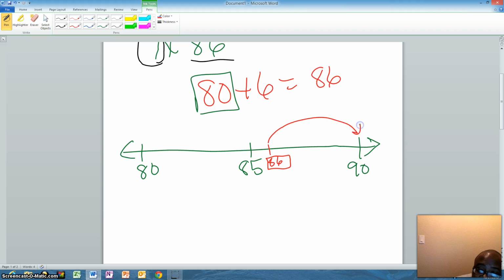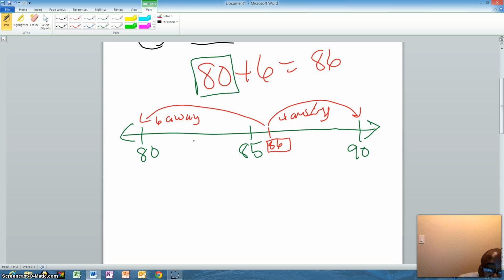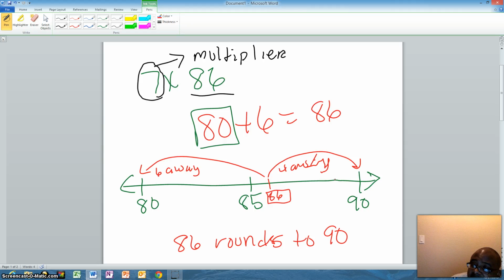We draw our lines. 86 is 4 away from 90, and it is 6 away from 80. So 86 is closer to 90, so 86 rounds to 90. Alright, now for our next step. Because remember, we're not trying to get an exact answer, we're just trying to get the best estimate of the product of 7 times 86.